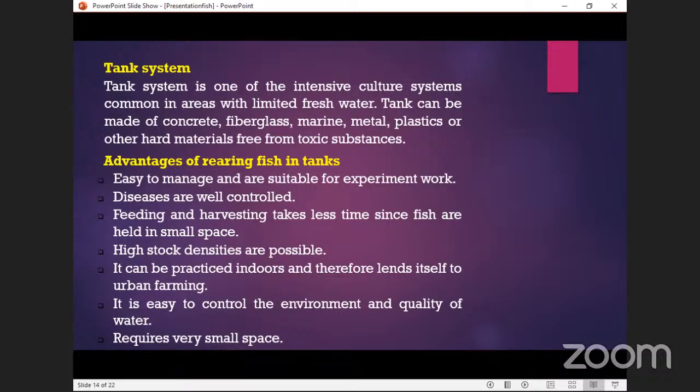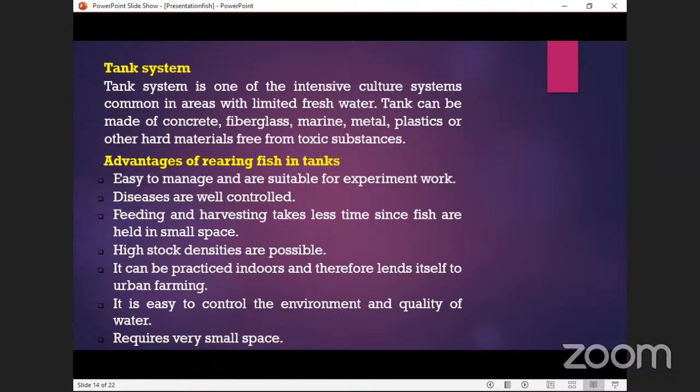Advantage number one, it is easy to manage and suitable for experimental work. When you're doing research on this fish, you have the ability to access the fish so easily. And it's easier to manage. You can remove the water and refill. You can give the animals feeds at the right time. And even diseases are easy to control. Control of diseases is very easy in this method.